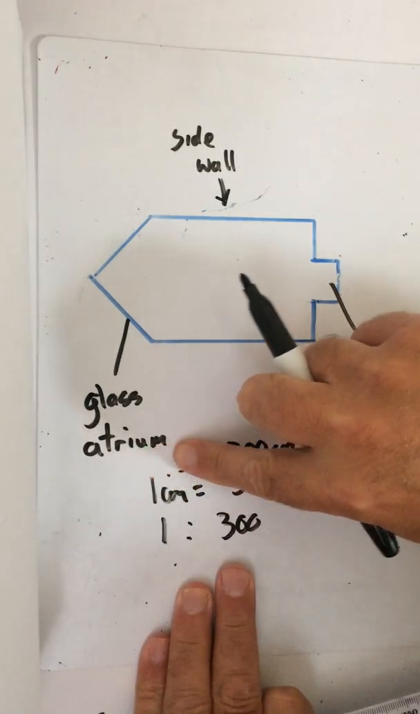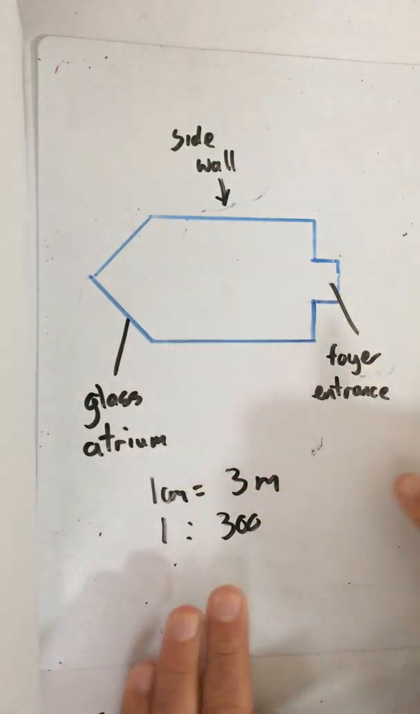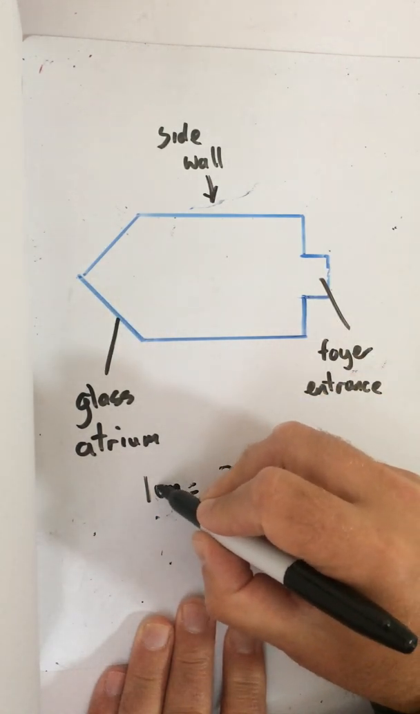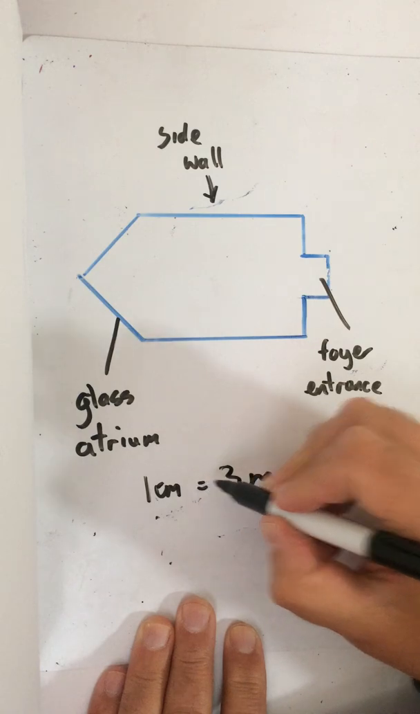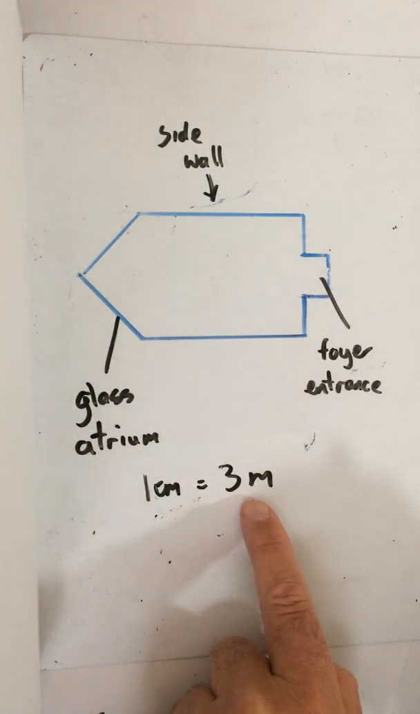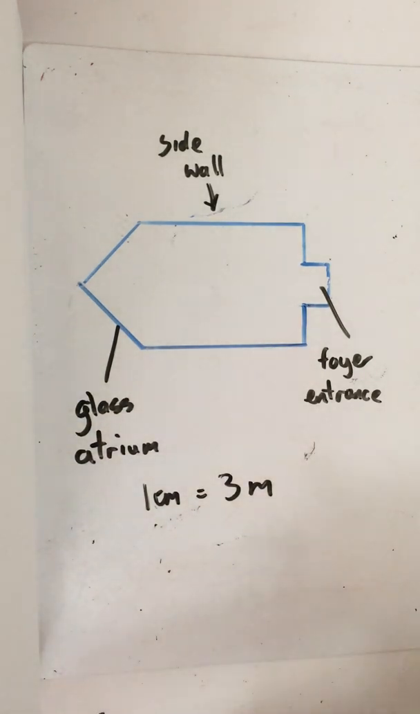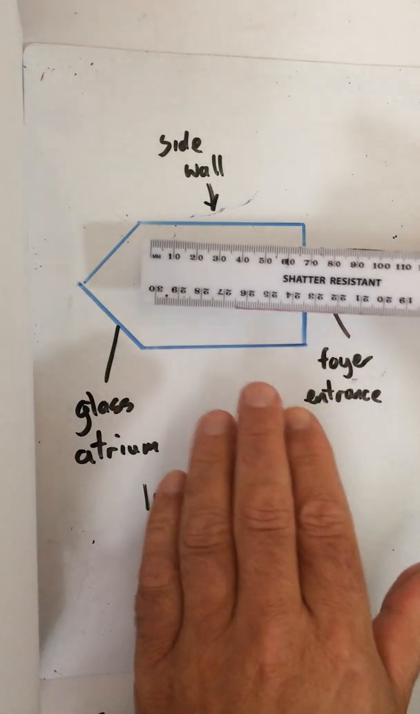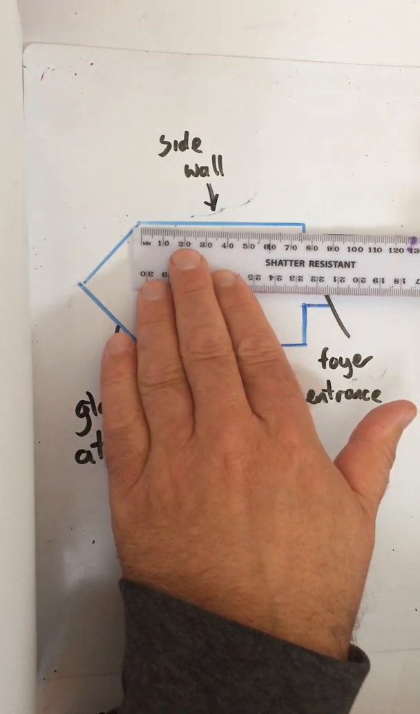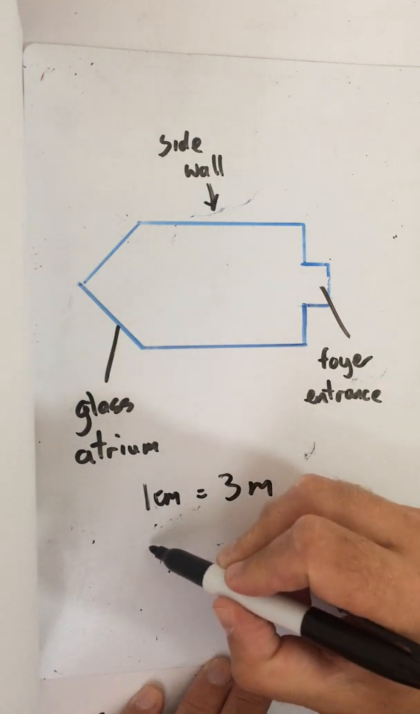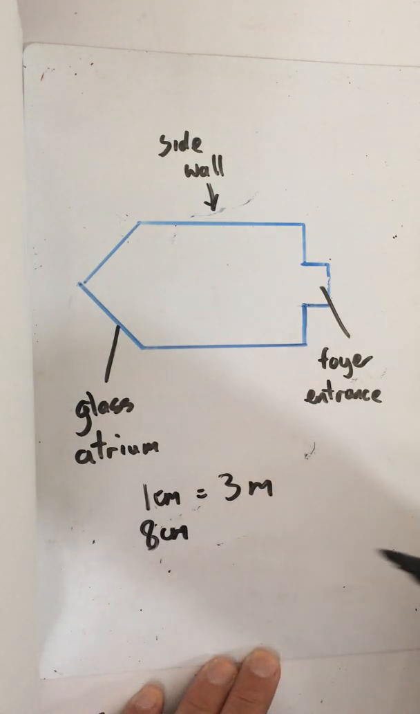So this isn't exactly a scale, isn't exactly a ratio. But actually, when we're calculating things, we need to treat it a bit like a ratio. So for every 1 centimeter on the plan here, in real life, there are 3 meters. So if I want to know the side length of the side wall in the real life building, I would measure that, and I can see it's 8 centimeters in my scale drawing.